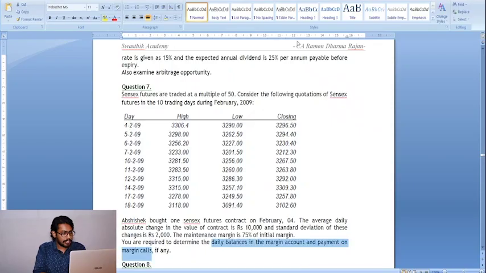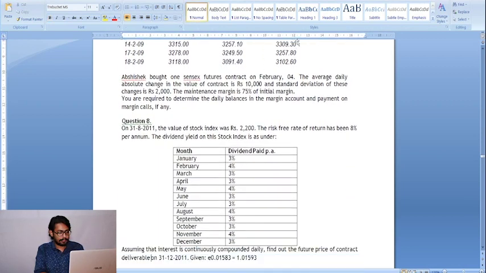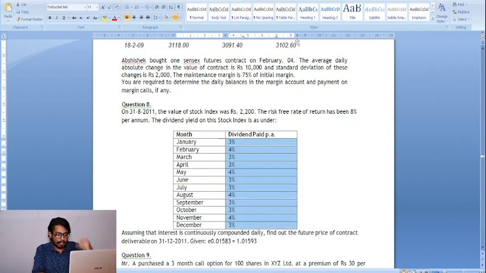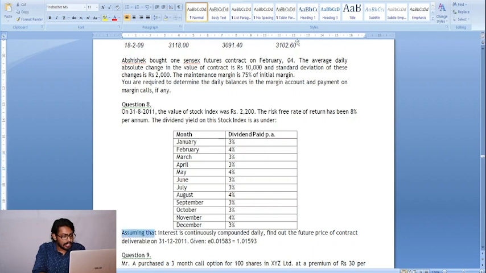Question number 8. On 31st August, the value of the stock index was 2200, and the risk-free rate of return is 8%. The dividend yield on the stock is given as follows, the dividend yield for each month per annum. For January it is 3% per annum, February 4%, and so on and so forth. For 12 months it is given. Assume interest is continuously compounded daily.